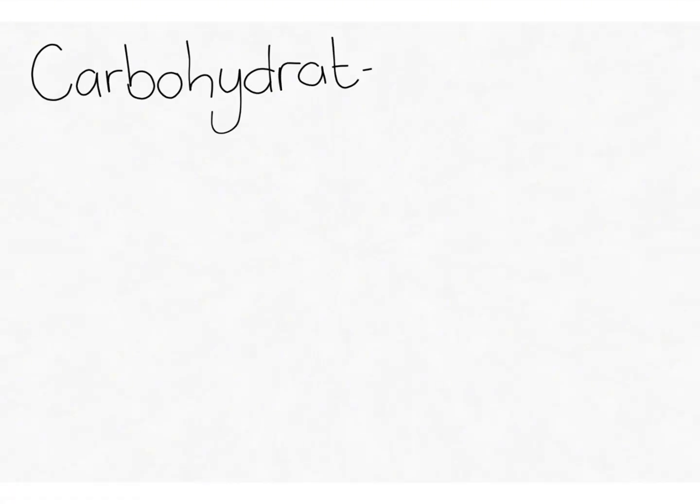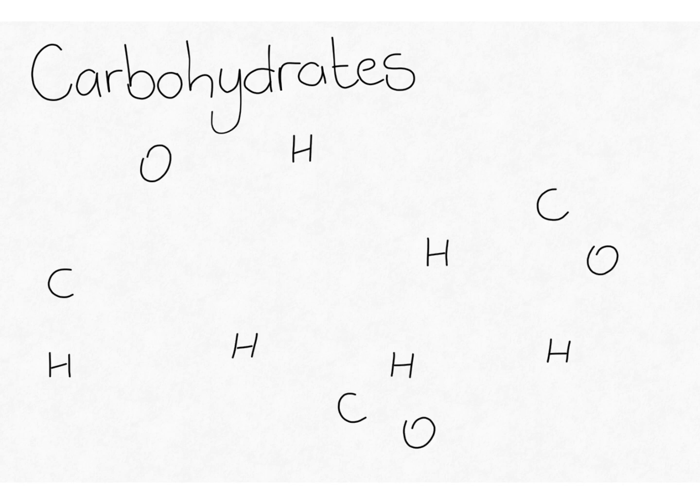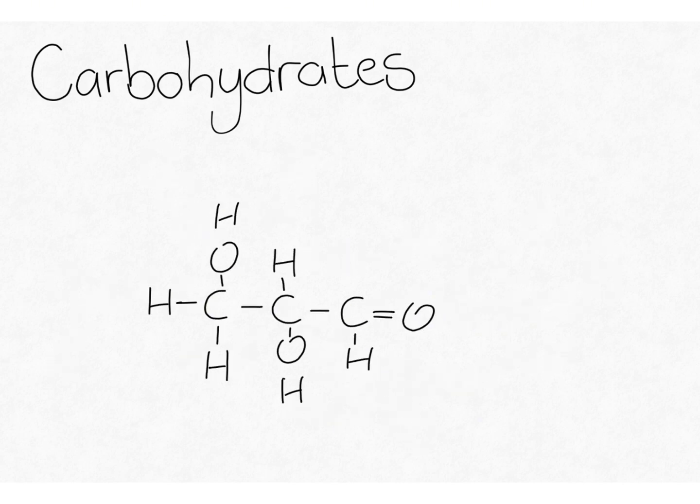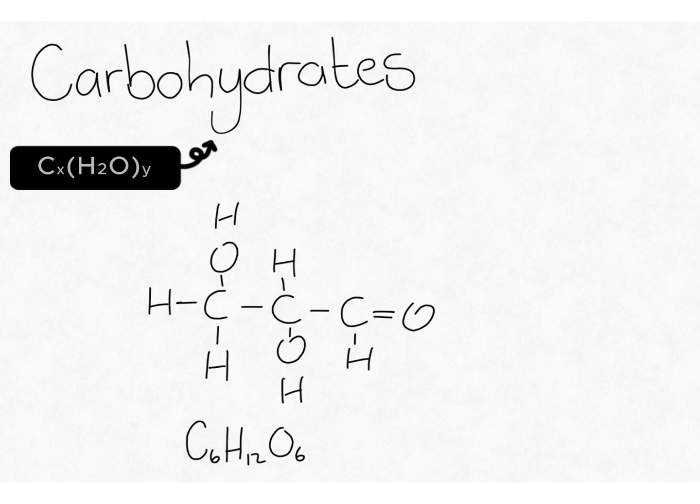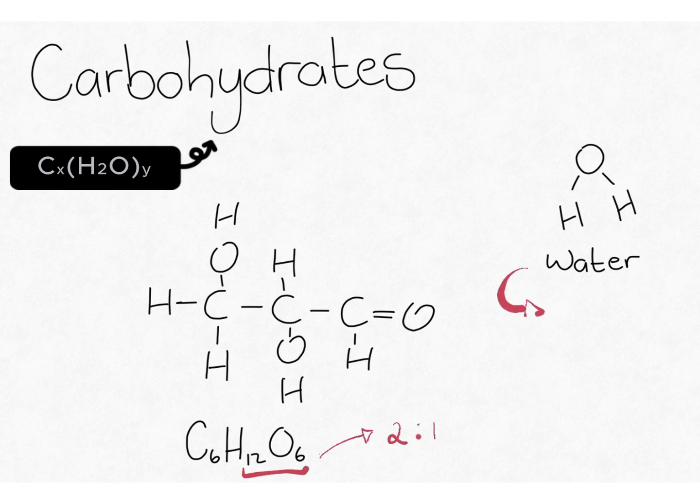Carbohydrates are some of the most abundant biological molecules in nature. They are composed of carbon, oxygen, and hydrogen in the ratio CxH2Oy. If we compare a glucose molecule to a molecule of water, we can see that the ratio of hydrogen to oxygen is 2 to 1 in both molecules. This is what the hydrates in carbohydrates refer to.